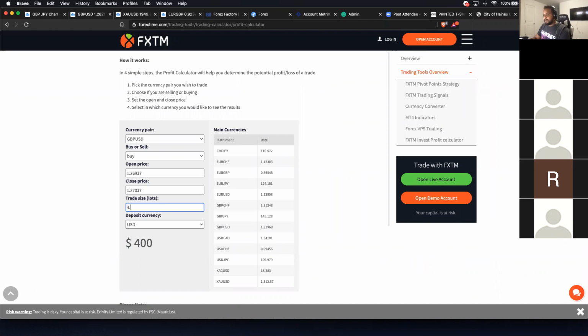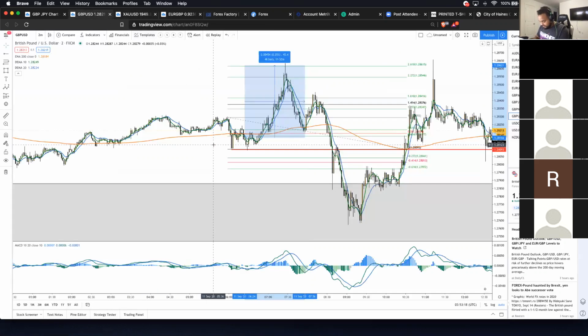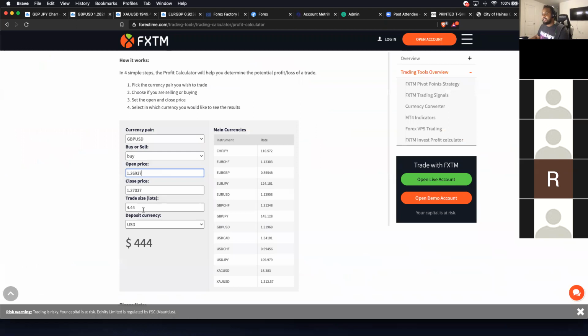What's 4.44 times 4? Someone do that math. Damn. That's how many lot sizes I entered by mistake. $17.76. That's how many lots I had. That's wild. So I want to show you guys real quick.